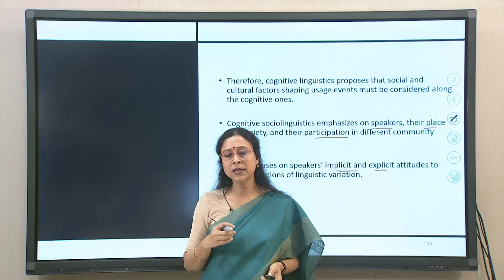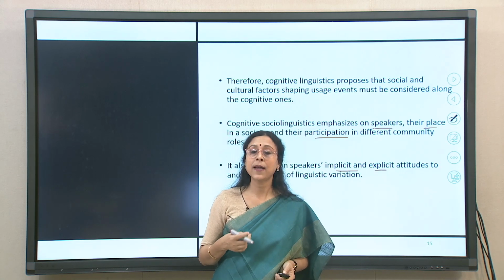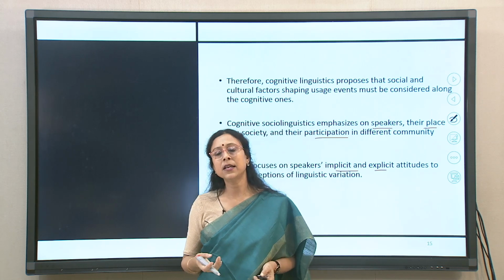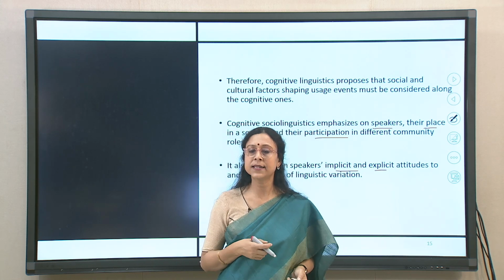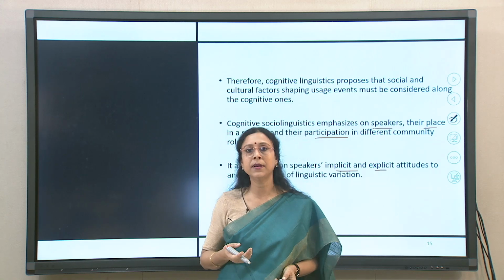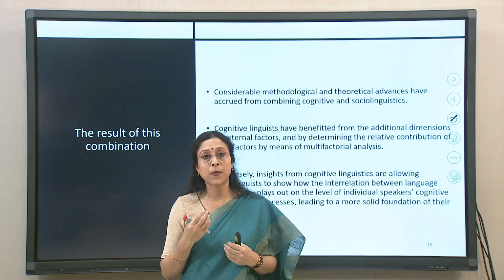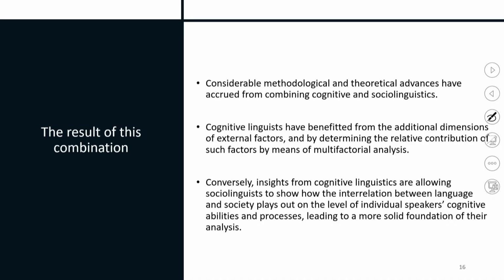So, it is very important to understand not only the rules of the grammar, but also the kind of interactions they have and the kind of attitude that person has. Not everything is explicit. In the society, various kinds of ideas, attitudes and ideologies are implicit, but they all seem to have a role to play in what kind of variations will ultimately be reflected in their language. That is exactly where the connection between the social variable and the cognitive processing comes into play. The result of this combination has given us the cognitive sociolinguistics aspect we have already talked about. Cognitive linguistics has benefited from the addition of external factors like age, gender and so on, by determining the relative contribution of each factor by means of multifactorial analysis.